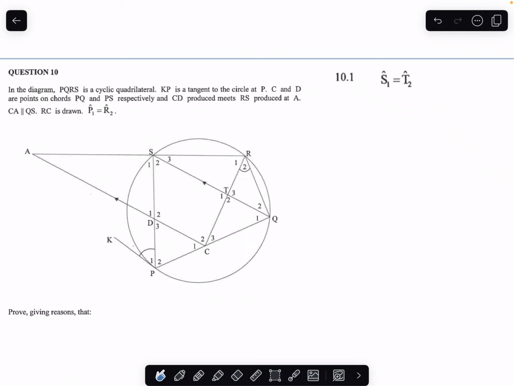We are dealing with question 10 from paper 2 of November 2022 of the department. The department's paper 2, yes, that's what we're looking at.